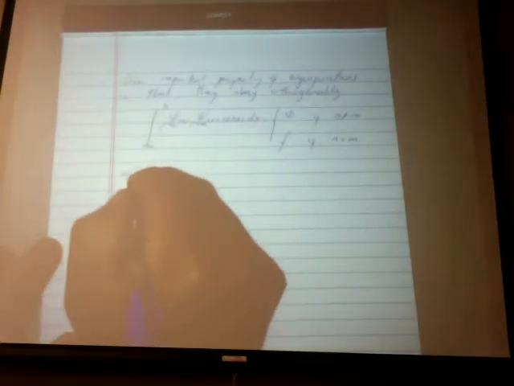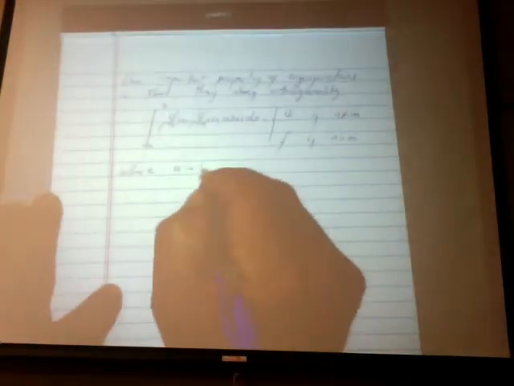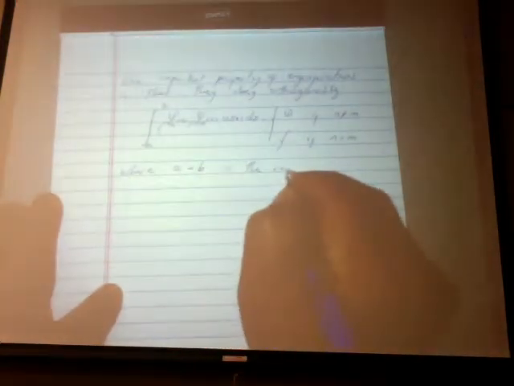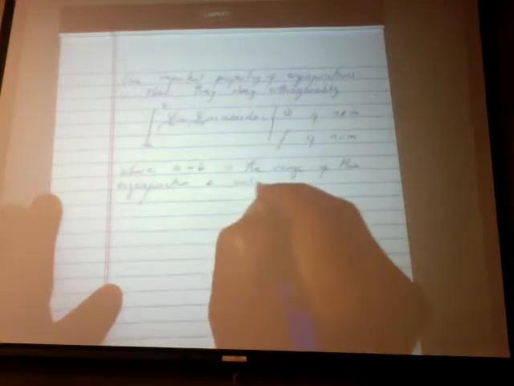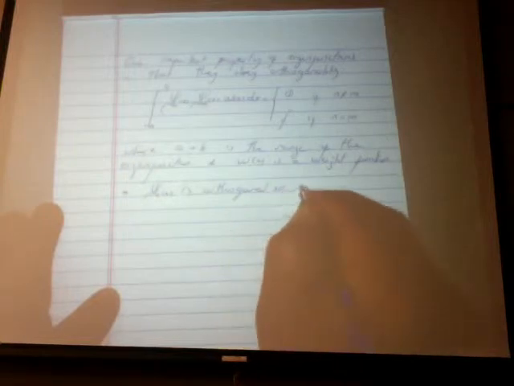Where A to B is the range of the eigenfunction, and W of x is a weight function. It is then said that psi n of x is orthogonal on A to B with respect to W of x, that weight function.